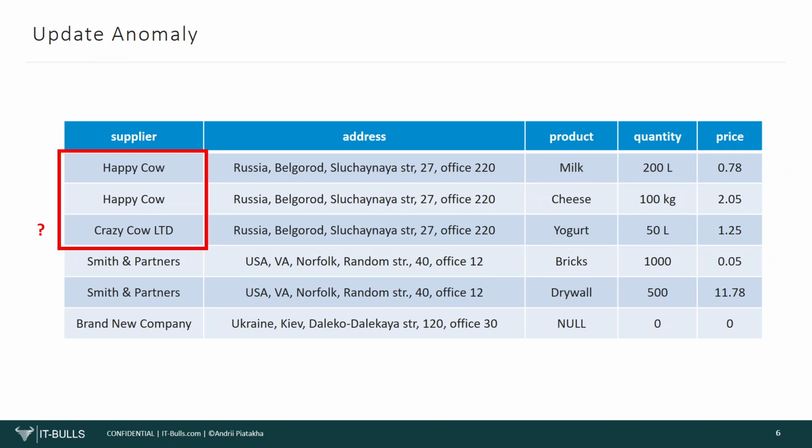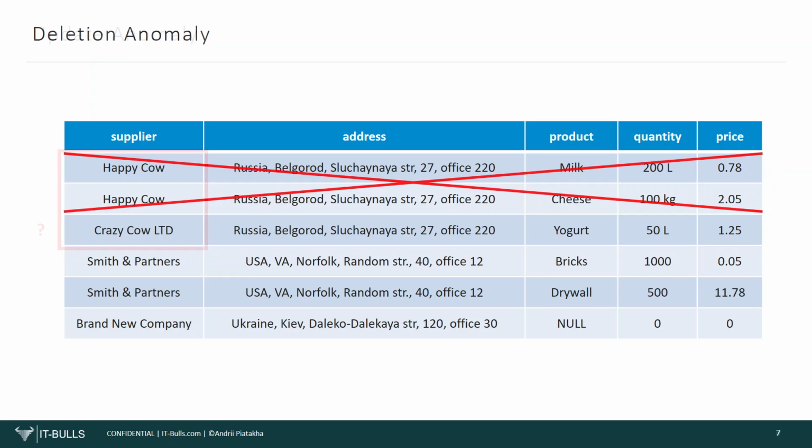To not accidentally forget to update rows, it would be better if we could organize our database structure in a way where we have only one place where we store the supplier's name. Then the risk of facing an update anomaly is minimal. Let's review deletion anomaly now.